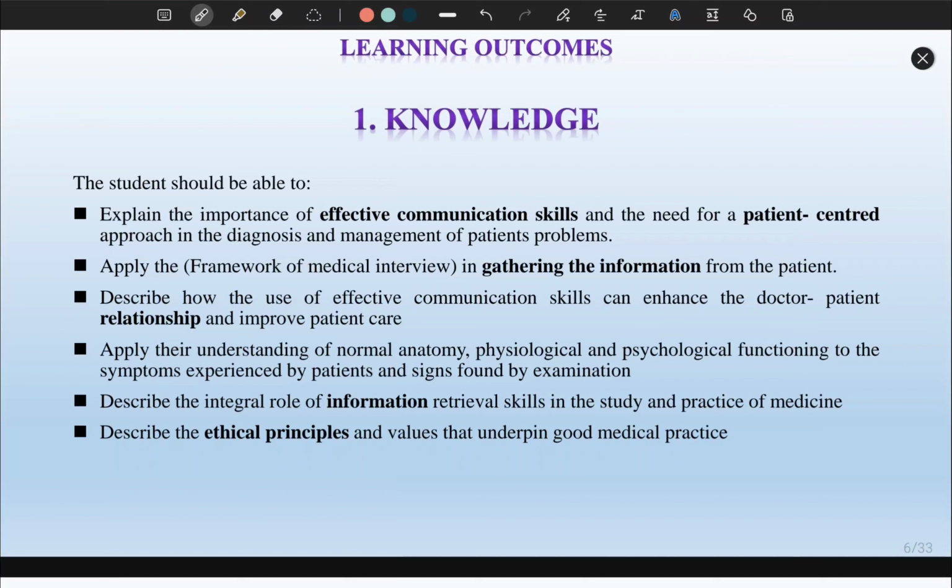We are giving back information to the patient. You will not be expected to make diagnosis.